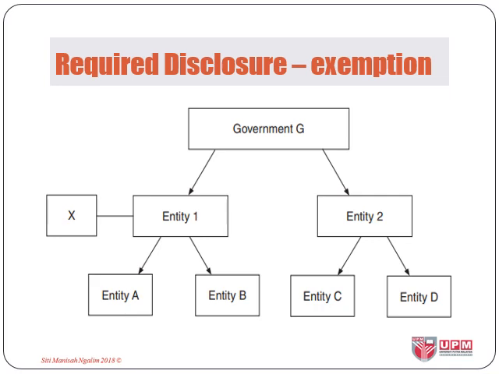For entity A's financial statements, the exemption in paragraph 25 applies to transactions with government G and transactions with entities 1 and 2 and entities B, C, and D, as all of these entities are also controlled by the same entities that control entity A. However, that exemption does not apply to transactions with person X.